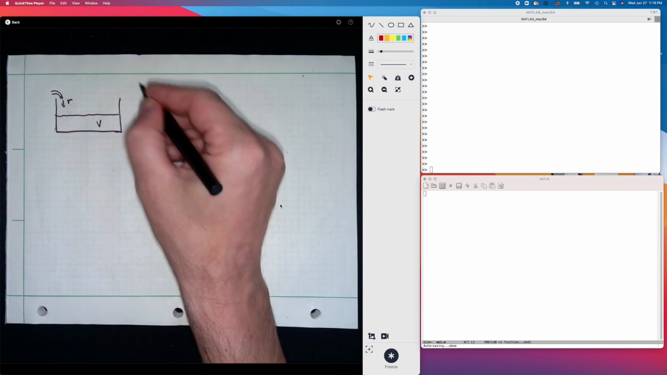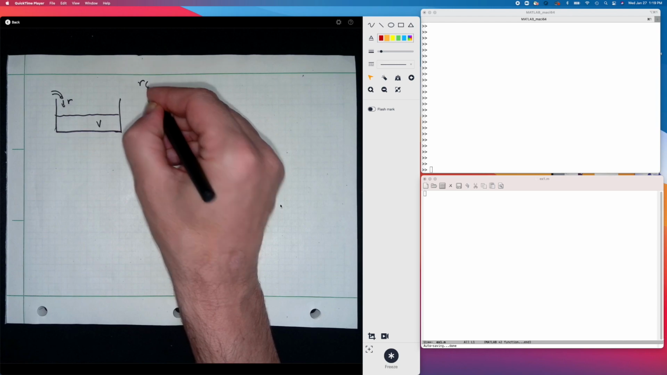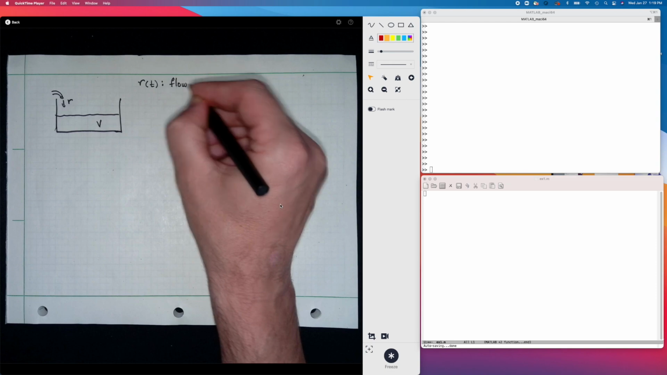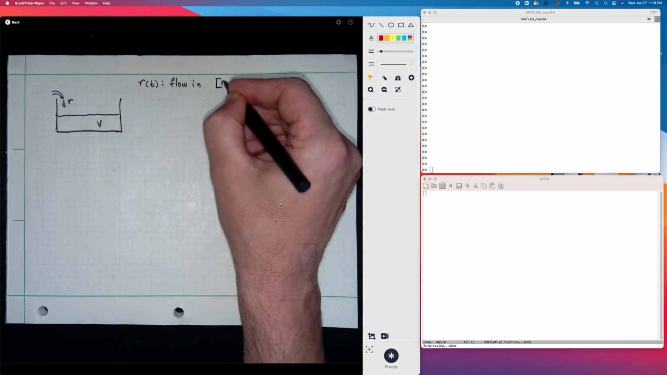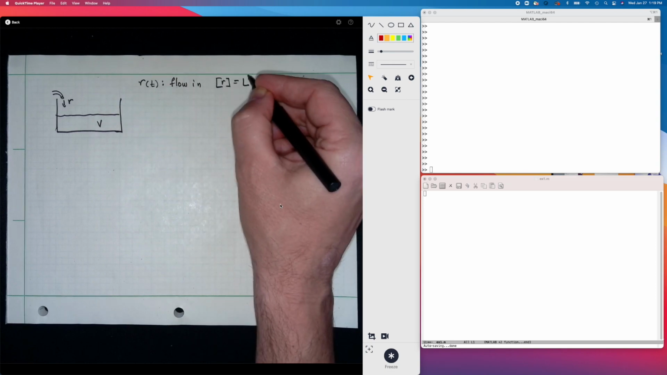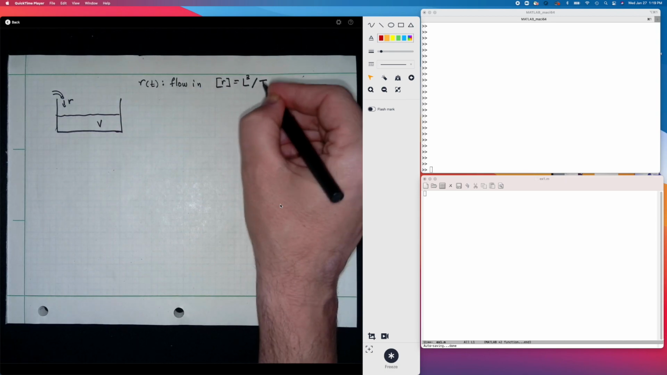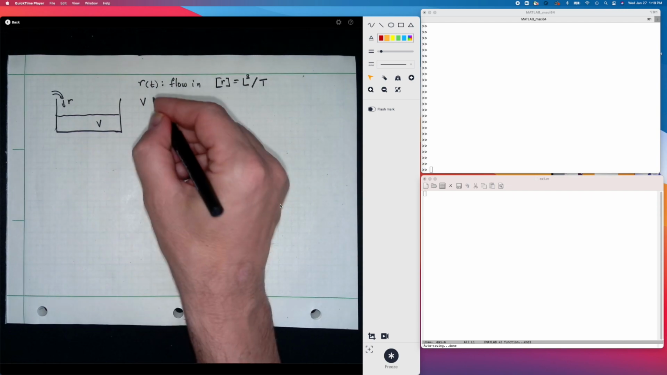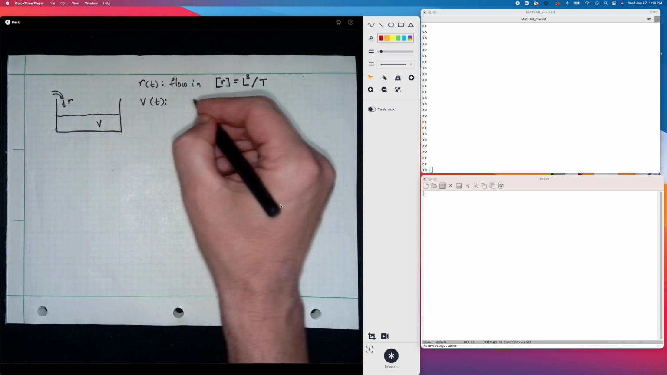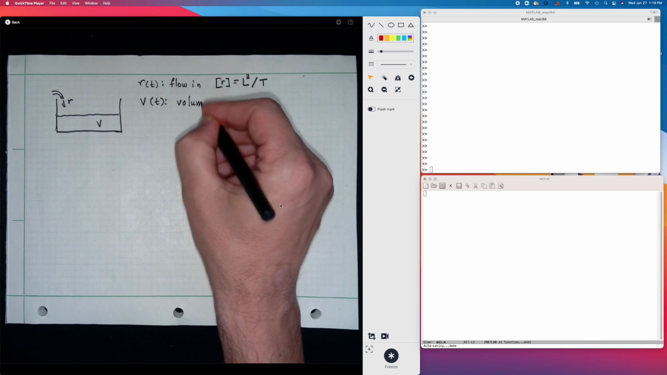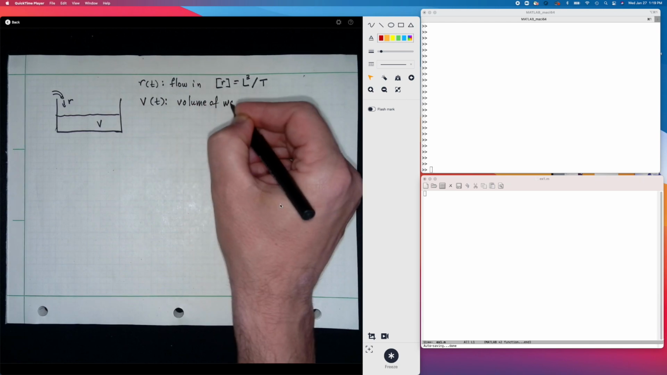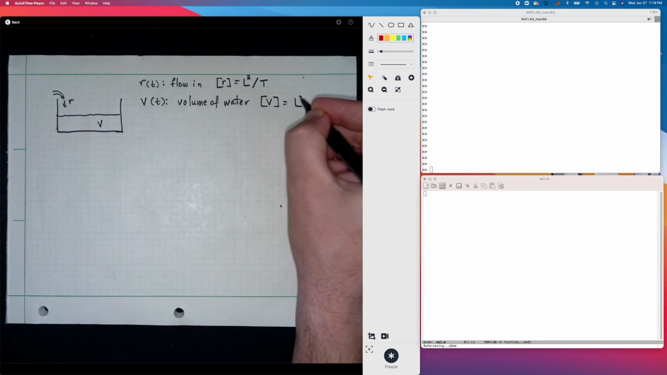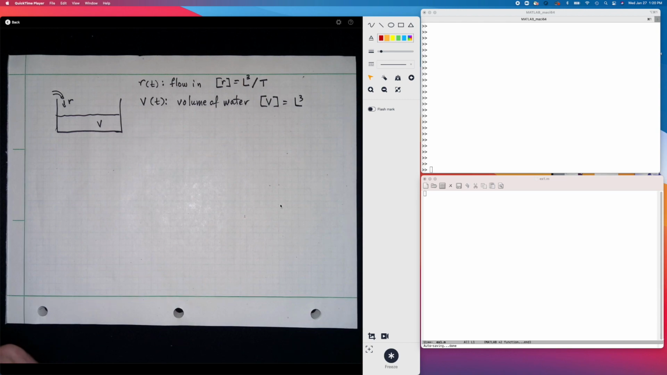So let me define the variables here. R, which is going to be a function of T, is the flow in, and the dimensions of R is going to be in a volume, L cubed per unit time. And then the volume V, which is the variable we want to know, is the volume of water. And its dimensions is in length cubed.